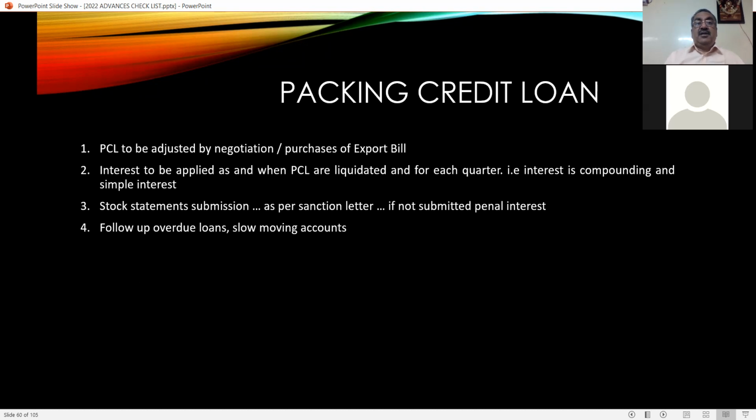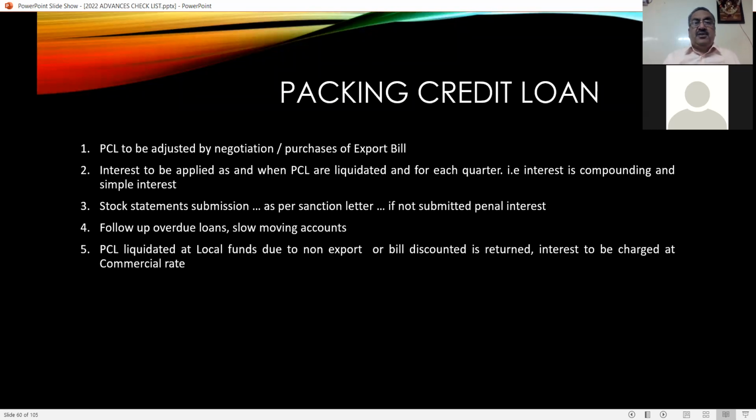Normally, if the packing credit is there and the party has not produced the goods, that comes under the concept called overdue loans. That is, if the export order has to be met within 30 days and the party is not able to meet the terms, that packing credit loan will become overdue. So the bankers will have very close follow-up action. And the PCL, packing credit loan, should be closed only out of forex. It should not be closed out of local funds.